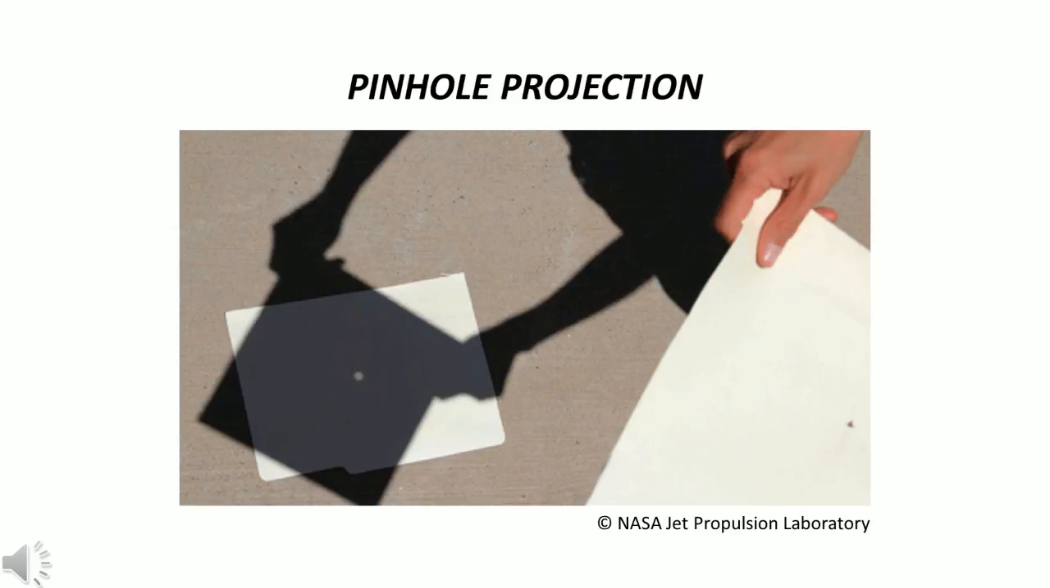Probably the safest method of viewing a partial to total eclipse is indirectly, like for example using the pinhole projection method. And it's really quite simple. All you do is poke a tiny hole in a stiff piece of cardboard or something, and use that pinhole to project an image of the sun onto a piece of white paper or cardboard or some kind of white screen. So then you're not looking directly at the sun, you're just looking at an image of it.